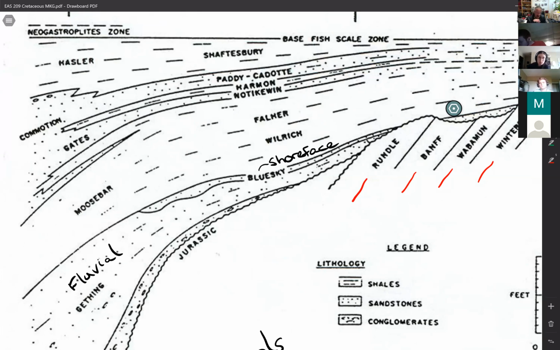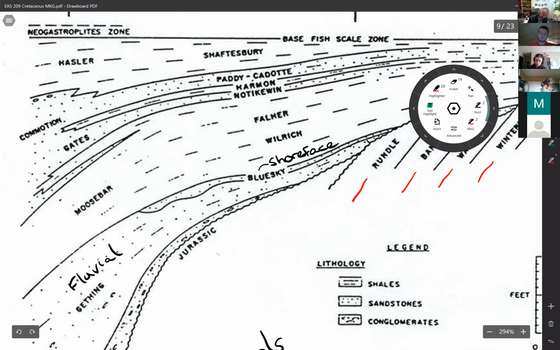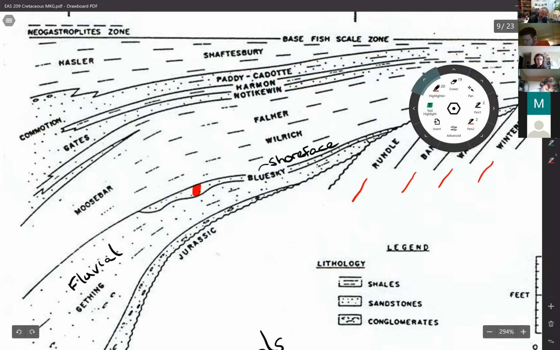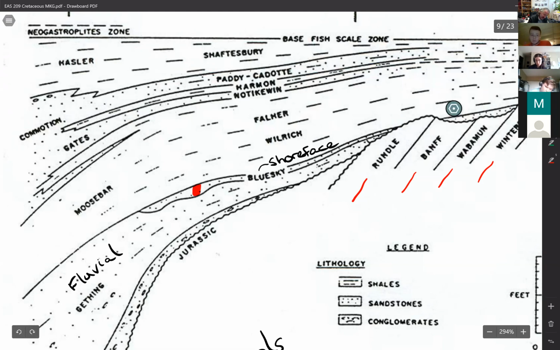And it actually is an economically significant unit. For sure, there's areas in northwestern Alberta where it's a gas play in what we call the deep part of the basin, the deep basin. And if you go to the area of Peace River, the Peace River oil sands are all in the Blue Sky Formation.